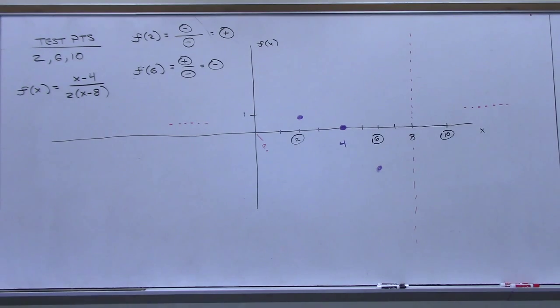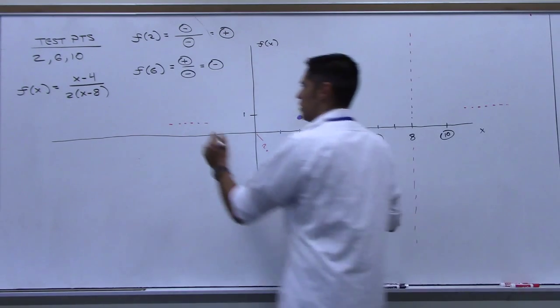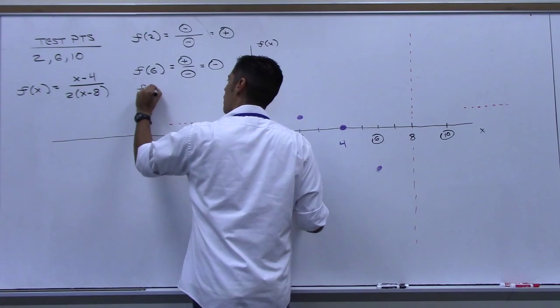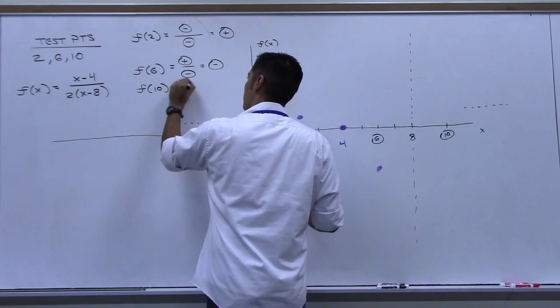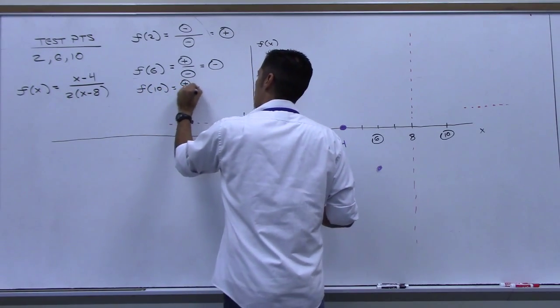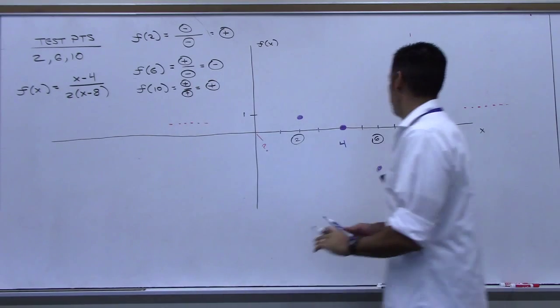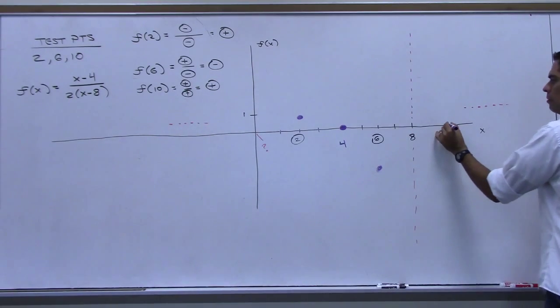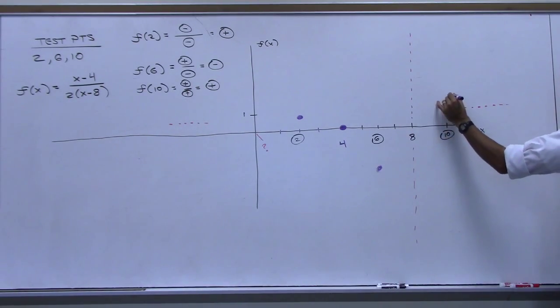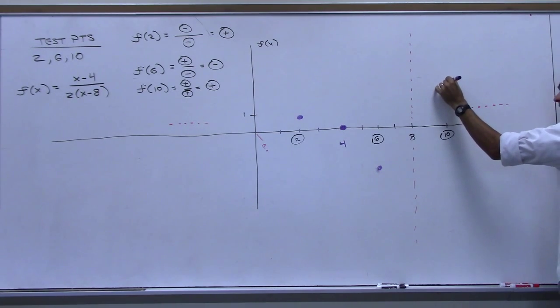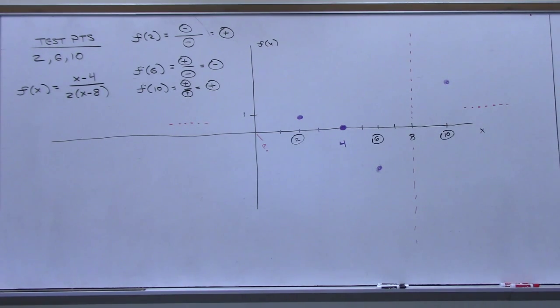And then when you plug in 10, what do you get? Positive. It's positive on top, positive on the bottom, and so you get a positive number. So where do you want it? There? Okay. This purple marker is almost dead. All right, now after you've done all your test points, this should be enough information to draw your graph. So let's draw it.